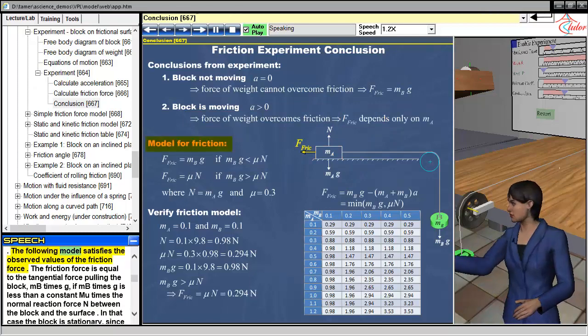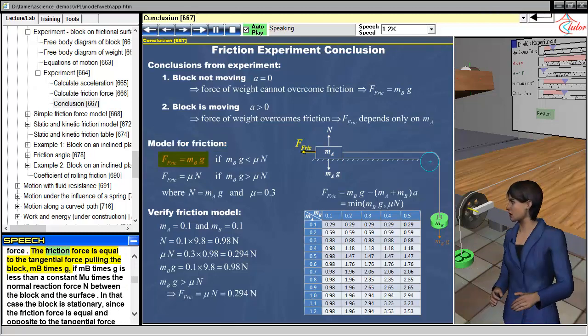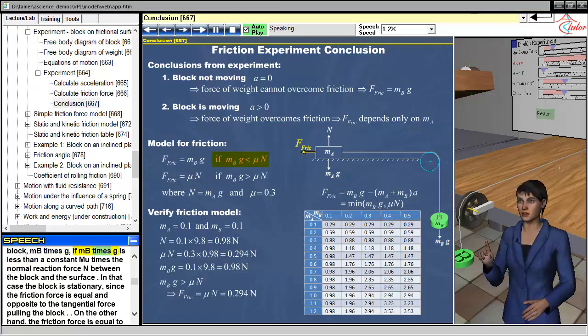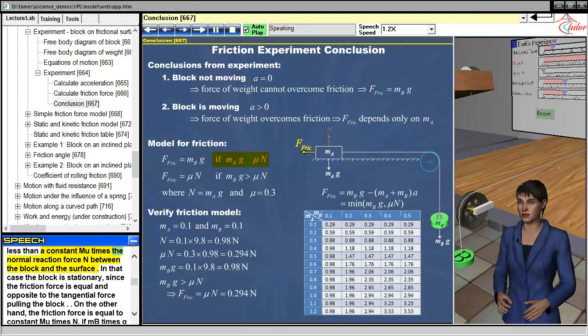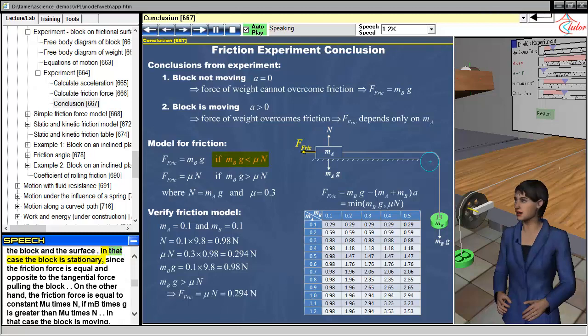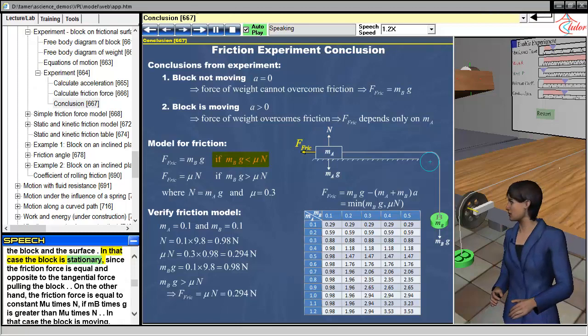The following model satisfies the observed values of the friction force. The friction force is equal to the tangential force pulling the block, mb times g, if mb times g is less than a constant mu times the normal reaction force N between the block and the surface. In that case the block is stationary, since the friction force is equal and opposite to the tangential force pulling the block.